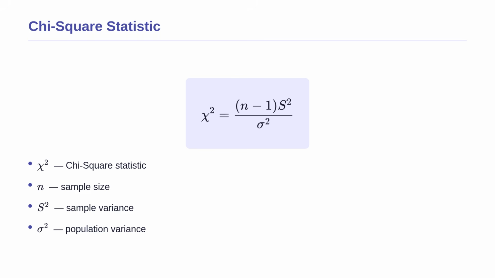The units here are always the square of the original data units, like squared kilograms. If your sample variance perfectly matches the population variance, the entire value simplifies to n-1, which is a critical value we call the degrees of freedom.